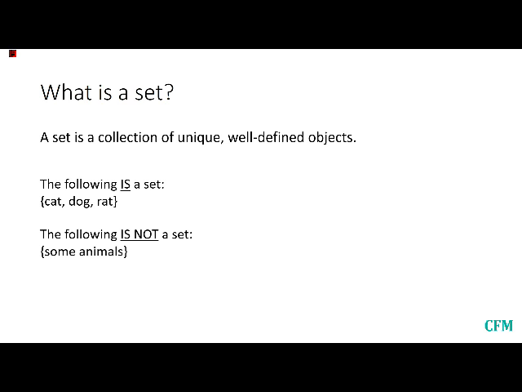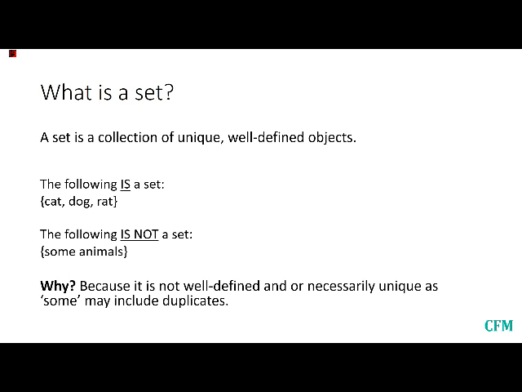The second is not a set, and the reason for that is because it is some animals. It's extremely general, it's not well defined, and there could be duplicates, which include some rats, some dogs, and some cats. So that doesn't fill the basic requirements for becoming a collection of unique, well-defined objects, which is a set.